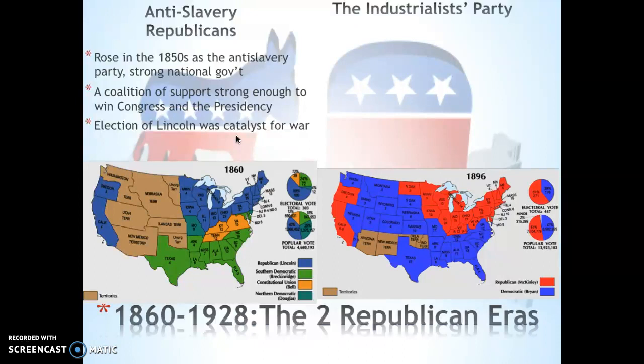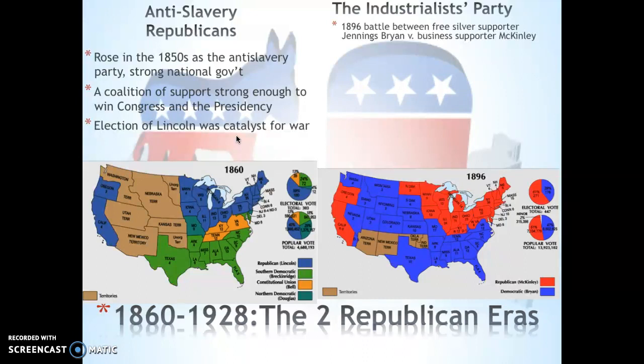So you have Republicans being anti-slavery through the Civil War. You have the radical Republicans being the punishers of the South during Reconstruction. And that really defines the Republican Party. But then something happens in 1896 that kind of changes the course of the platform for the Republicans.